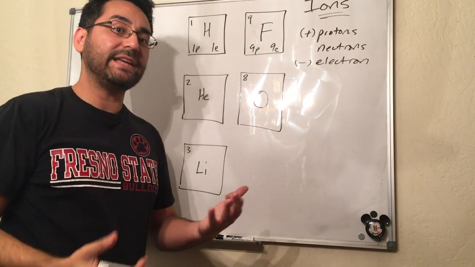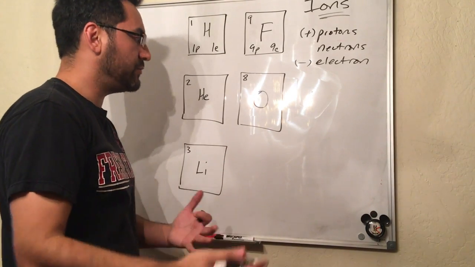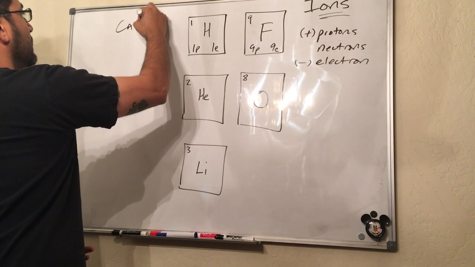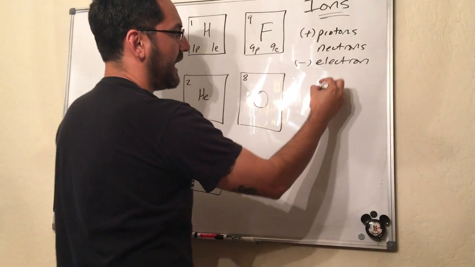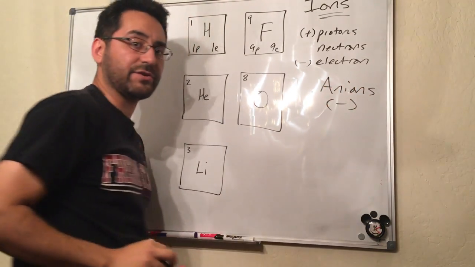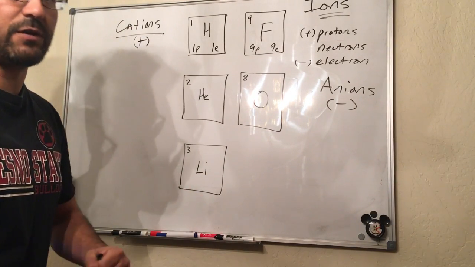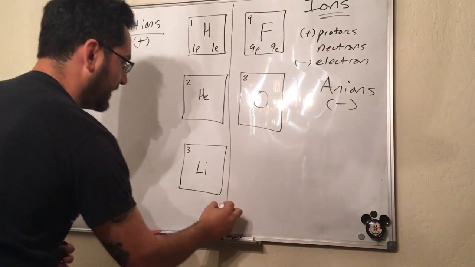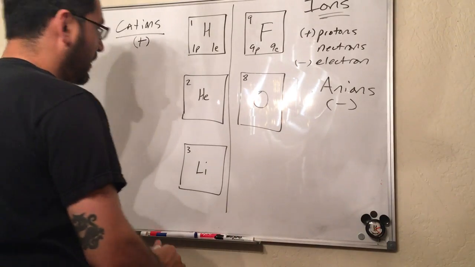But what happens when they gain or lose electrons? Well, they become ions, and there are two types. There are cations that form plus charges, and there are anions that form minus charges. So let's see how we can figure out what's going to happen. So for all of these guys here, we're going to form some cations, and here we'll form some anions.